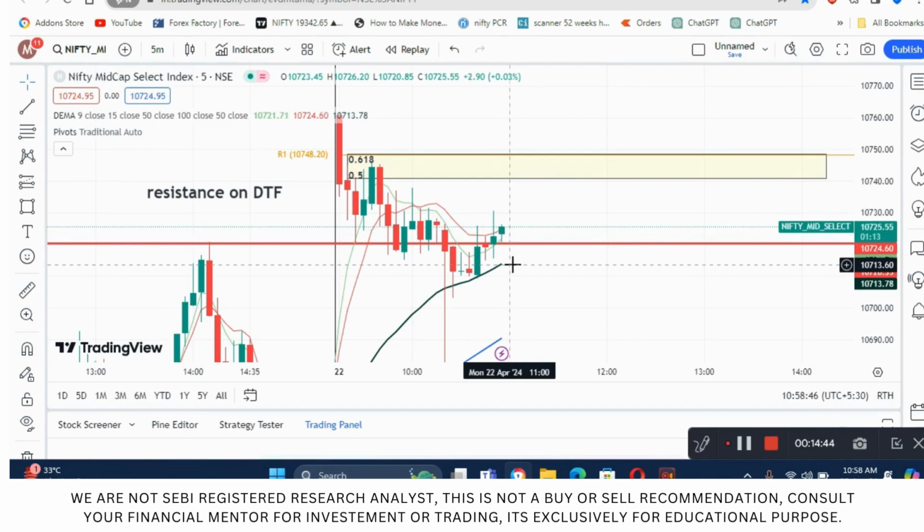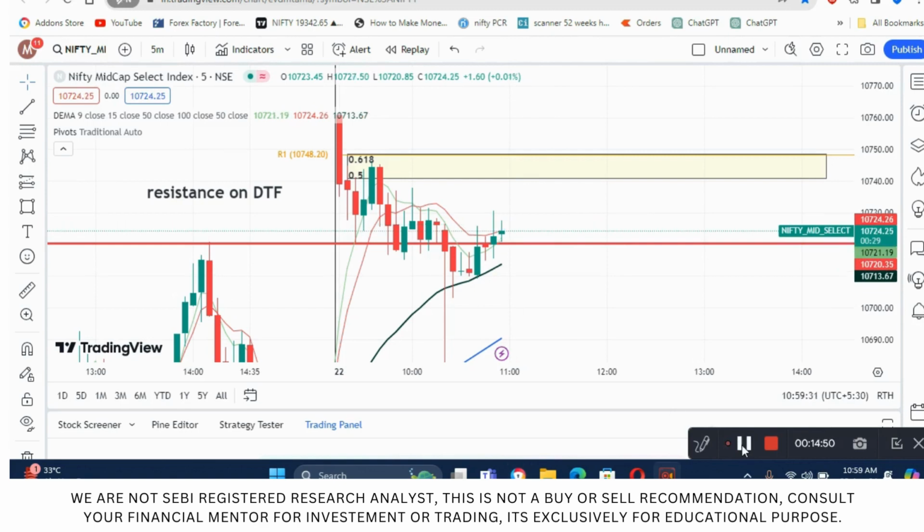Our total investment was, I will tell you now, just wait. Friends, you can see our total investment was around 38,000 rupees. I don't remember the exact figure. So even with 38,000 invested, you made 1,000 rupees. It's almost nearly 3%. That's a good profit.